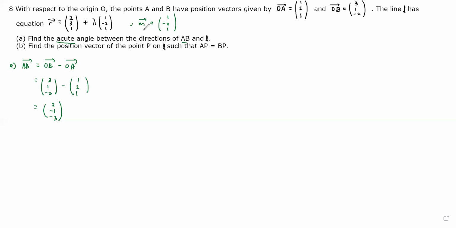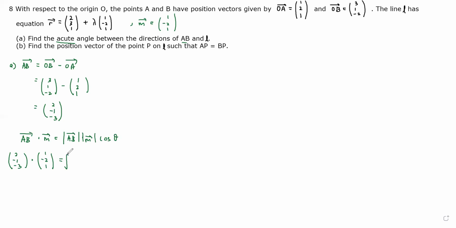And we can use the definition of the dot product. So the dot product of vector AB and vector M is given by the magnitude of vector AB, the magnitude of vector M, cosine theta. Theta is the angle between vector AB and the line. Vector AB is 2, negative 1, negative 3. We dot this with vector M, which is 1, negative 2, and 1.